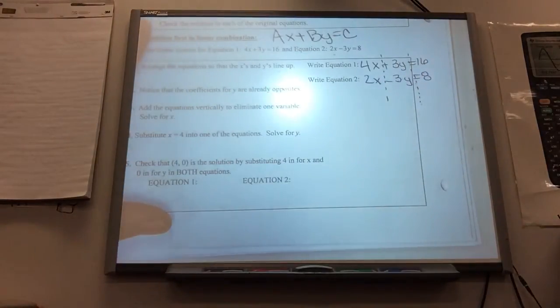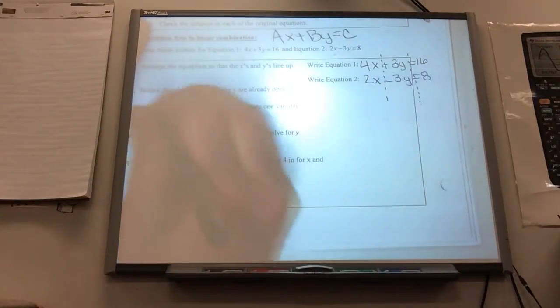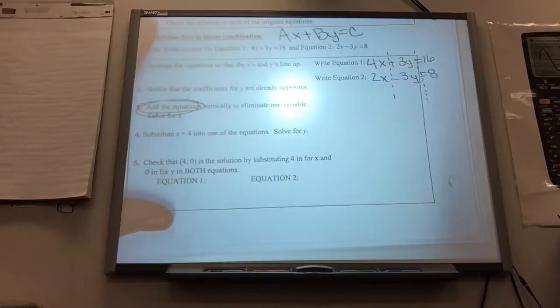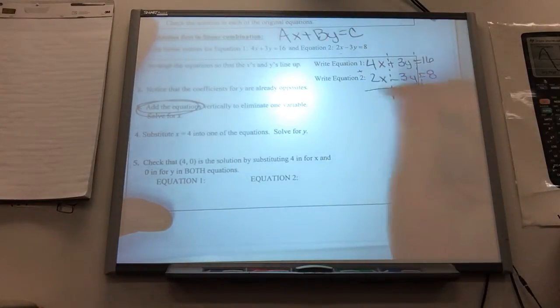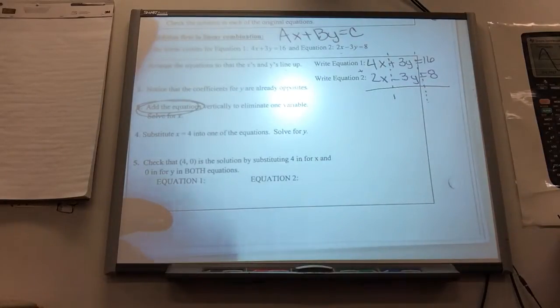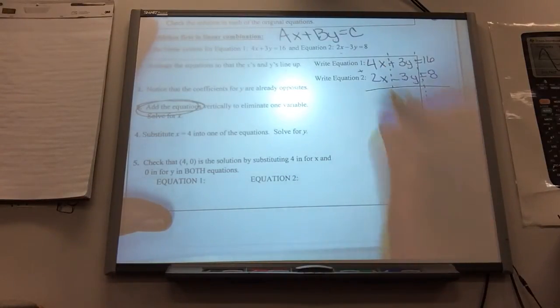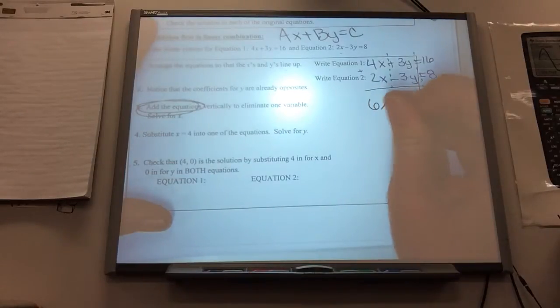You want opposites, okay? Now, what we're going to do is add the equations, just like it sounds, linear combination. We're going to combine them. So we're just going to add and get a brand new equation here. Now, you don't add until you have opposites. This one already has opposites, so we're all set to go. So adding 4x and 2x gives me 6x.